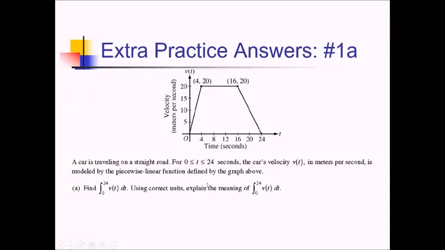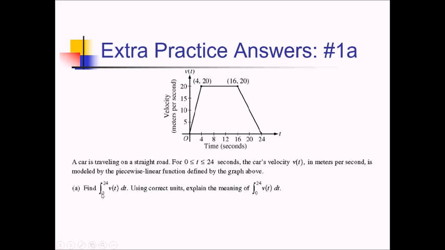For this free response problem, we have a car traveling on a straight road, and the velocity from 0 to 24 seconds is given by this piecewise function in the graph above. First task, we want to find the integral from 0 to 24 of v of t dt, and then say what we just did in terms of real-life context.